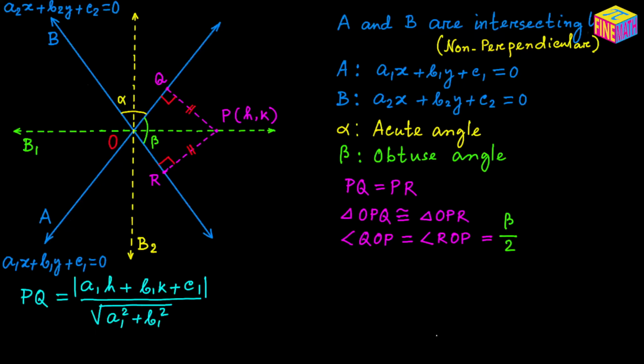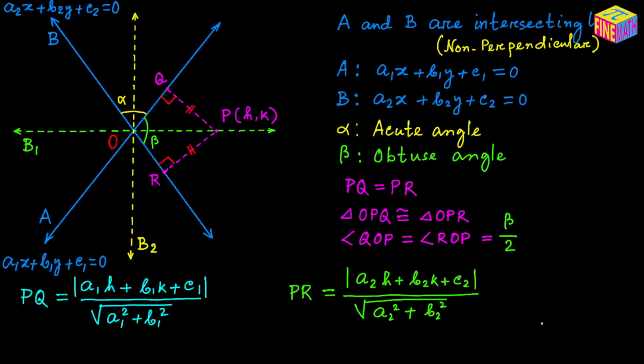I am plugging in the coordinates of the point P into the expression of the first straight line, which is straight line A, and using h and k in the expression for the straight line A, we get the distance PQ as modulus of a sub 1 times h plus b sub 1 times k plus c sub 1 over square root of a sub 1 squared plus b sub 1 squared. Similarly, what would be the distance of PR? Well, PR will be equal to modulus of a sub 2 times h plus b sub 2 times k plus c sub 2 over square root of a sub 2 squared plus b sub 2 squared.